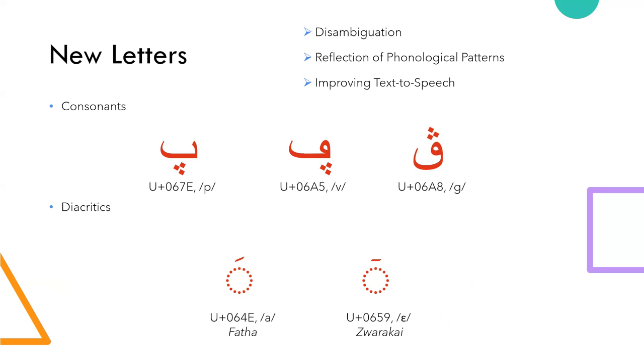And as we have shown in the phonology work, we differentiate between a and e, using a diacritic for the e sound. We can differentiate between the fatha that stands for the a sound and the e sound.